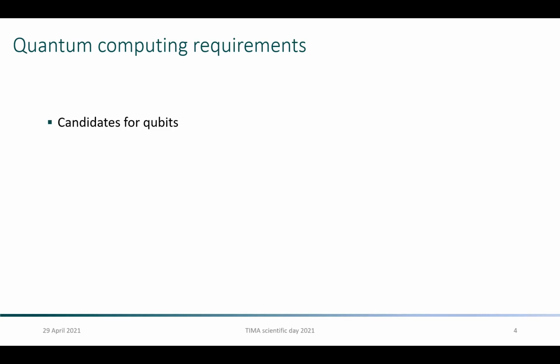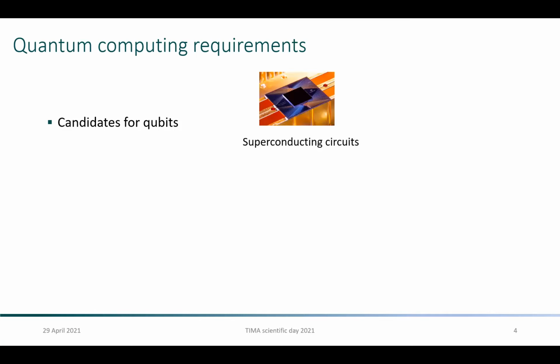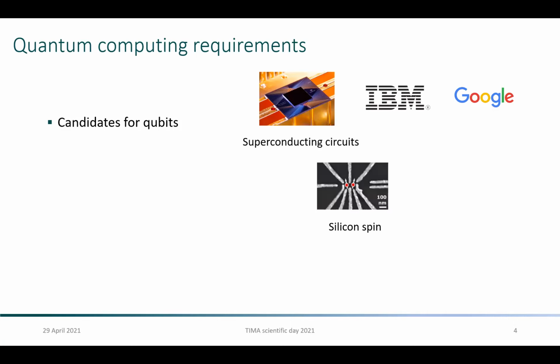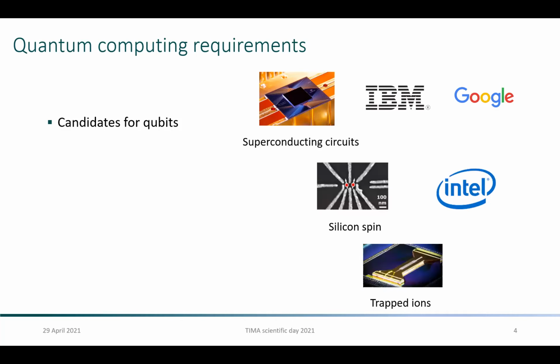Okay, I'll continue. Three of the most important ones are the following. Superconducting circuits, with IBM and Google having invested in this technology, silicon spin, with Intel having invested in this technology, and trapped ions, with Honeywell having invested in this technology.